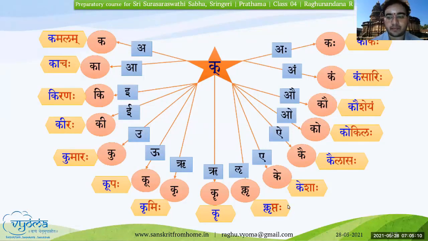Kliptaha. Keshaha. Kailasaha. Kokilaha. Kausheyam. Kamsarihi. Kakaha. Very good. Uttamam, dhanyavadaha.